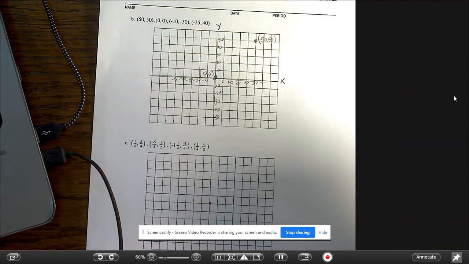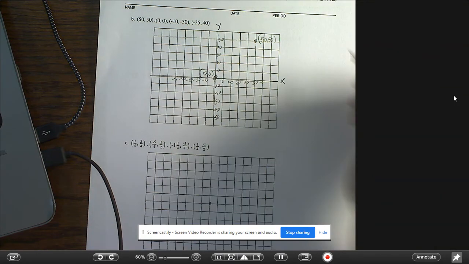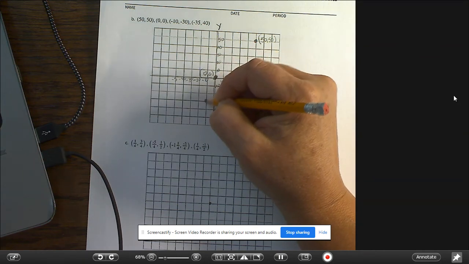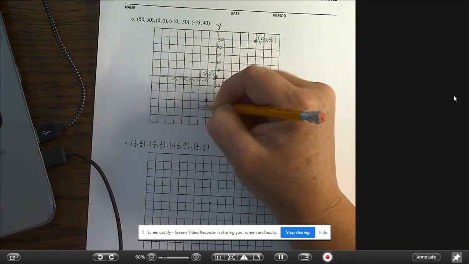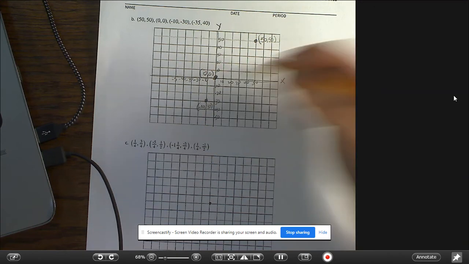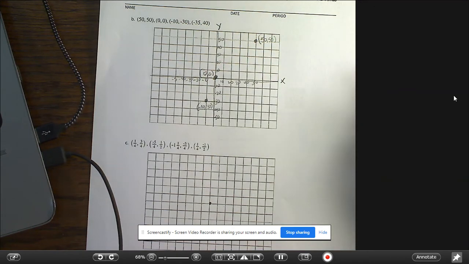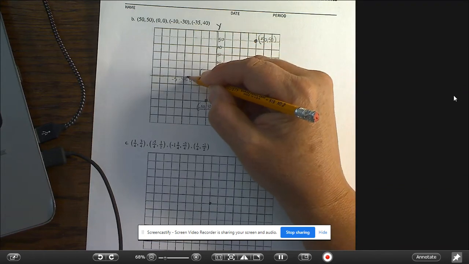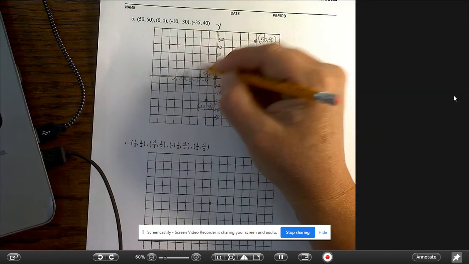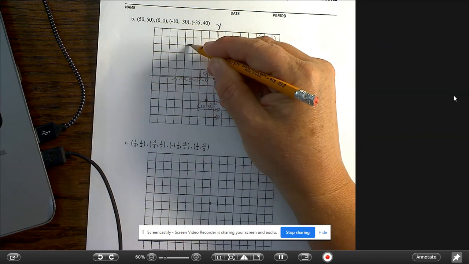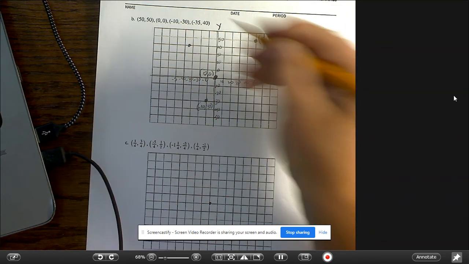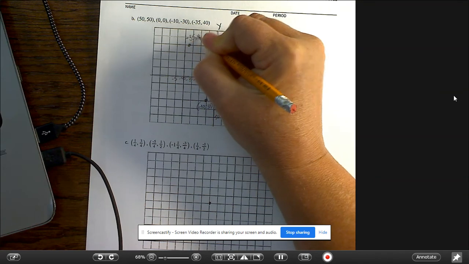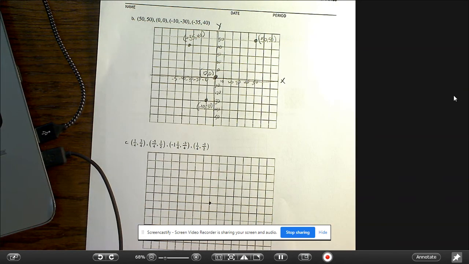Make sure you put the point. And then we have a -10, -30. And then the last one is a -35, which will be in the middle here, and a +40. I'm just going to be right there. So (-35, 40). And that's it for that one.